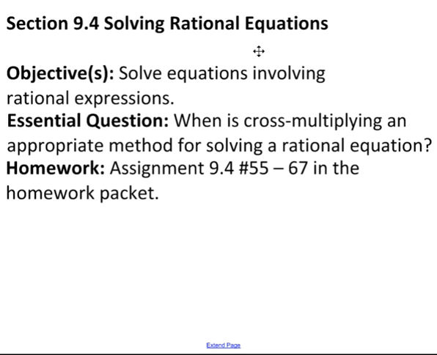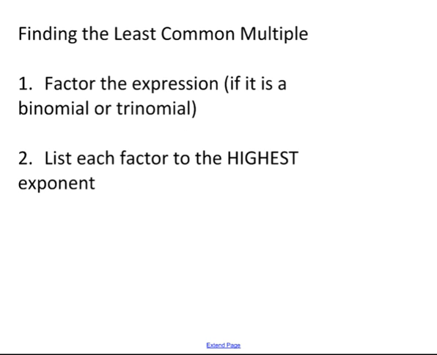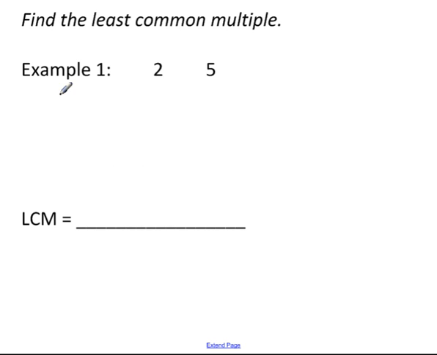Gonna do some solving rational equations for you today with 9-4. Sure you're excited. So our basic idea here, we need to solve by finding a least common multiple. That's the smallest number that everything multiplies up into. Before we do that, if we can, we need to factor things like usual. And then we're going to list each factor to the highest exponent. That'll make sense in a little while.